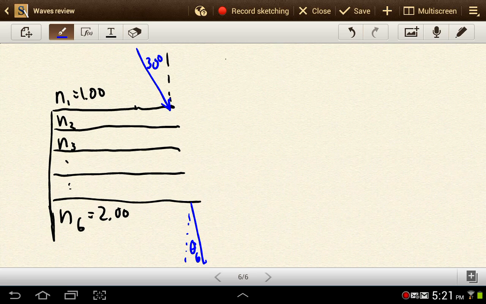So here's what I'm going to show you. Theta 1 is going to be the angle in medium 1, which is the air, and that's just 30 degrees. Snell's law says if we want to find the angle it goes at with respect to the normal in medium 2, we say n1 sine theta 1 equals n2 sine theta 2.